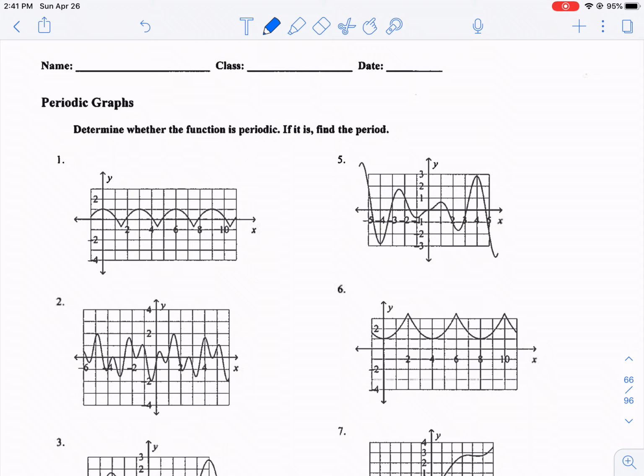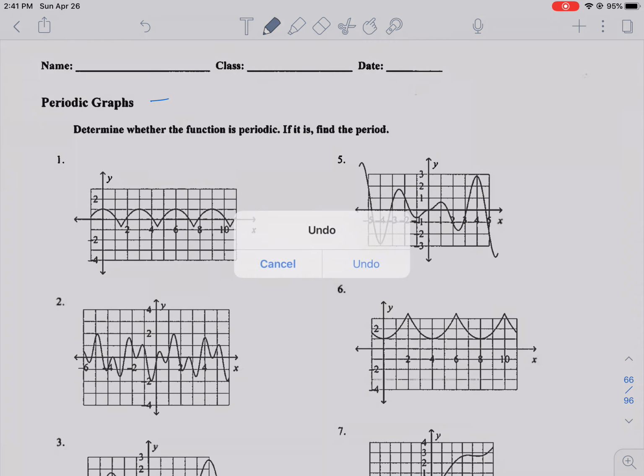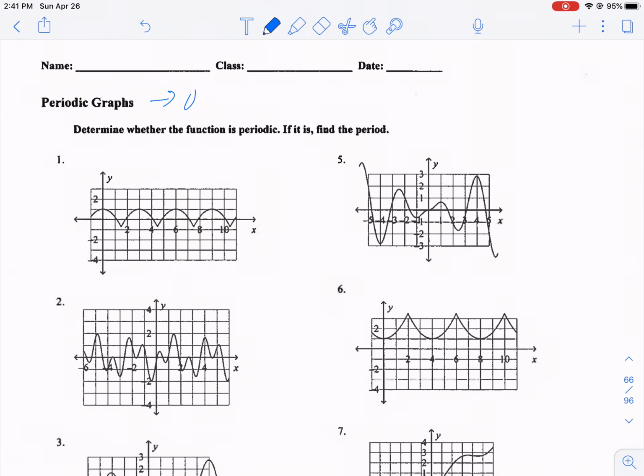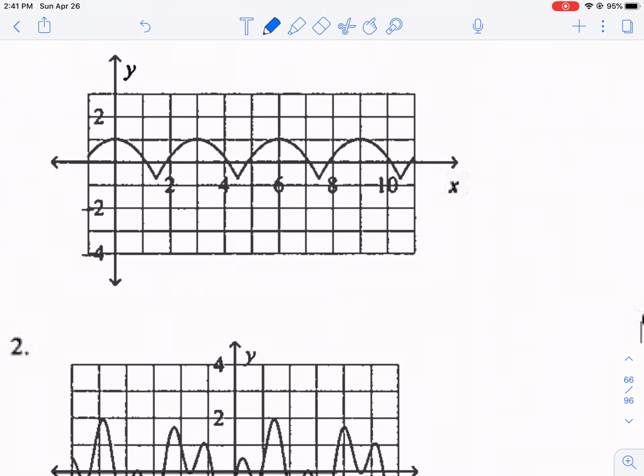First, a periodic graph is one that repeats itself. So it's going to repeat the same pattern, meaning it has the same highs and lows over and over. Okay, so let's take a look at graph number 1. In graph number 1, you can see that we've got this high point and this low point, and it remains consistent throughout the graph. So then, yes, this is periodic.